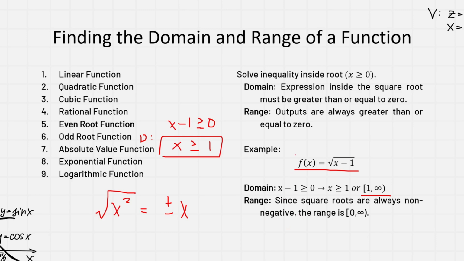And so going back in this example, we have f of x equals the square root of x minus 1. Again, the outputs are always greater than or equal to 0. So from this, we can express our interval notation as bracket 0, comma, infinity, parenthesis. This one.